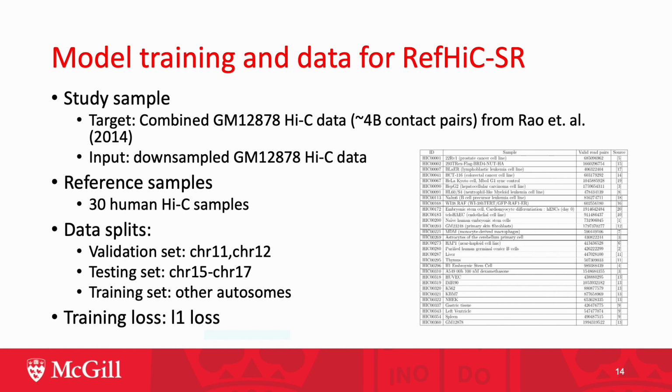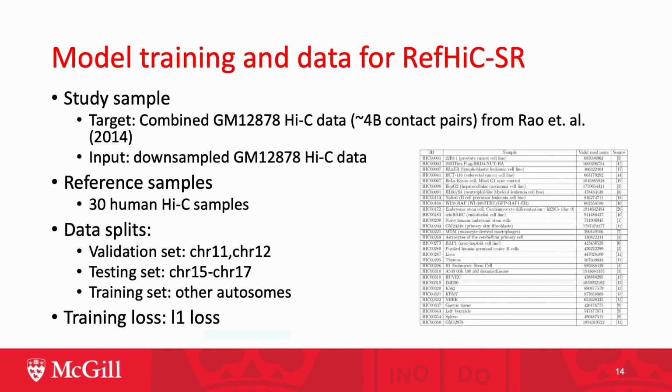RegSys SR is a deep learning application. We need to train a model before using it. We created a reference panel of 30 Hi-C samples. Following previous publications, we used the GM12878 cell line as the study sample. We defined the target as the combined contact map and the input as a series of downsamplings of the combined Hi-C contact map. During training, we used L1 loss to train our model, and we split data according to chromosomes.